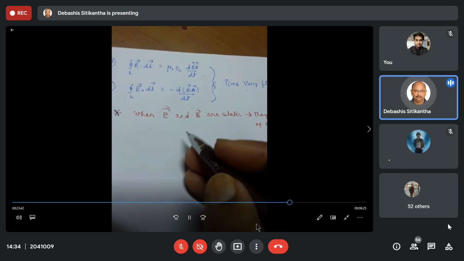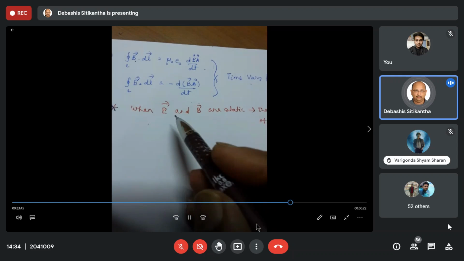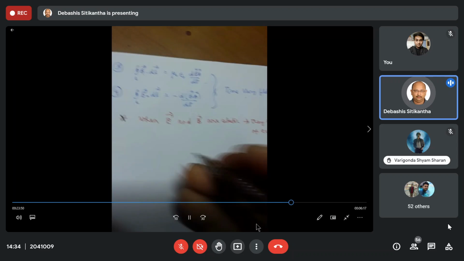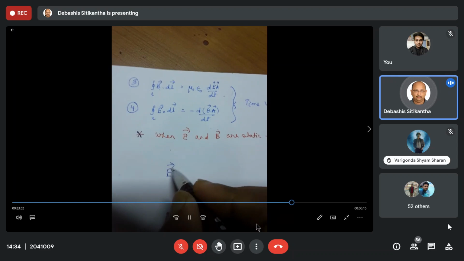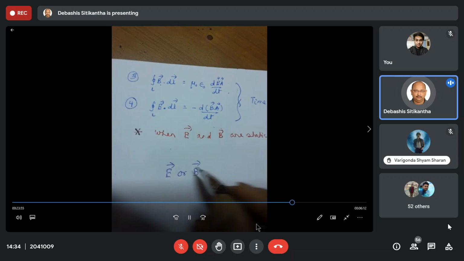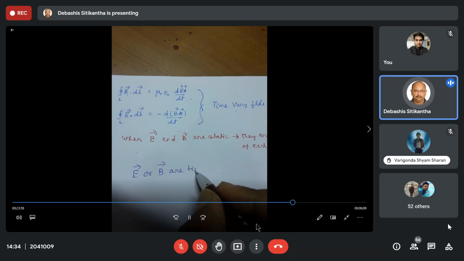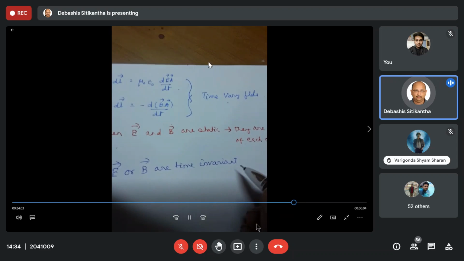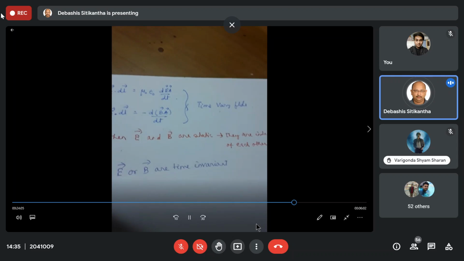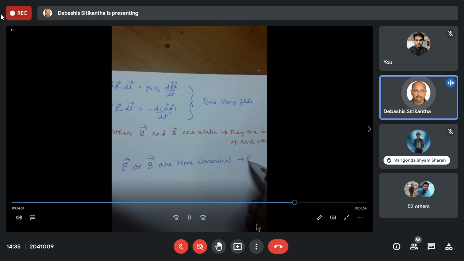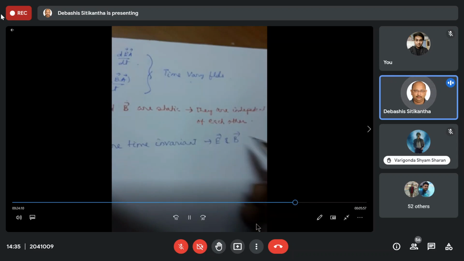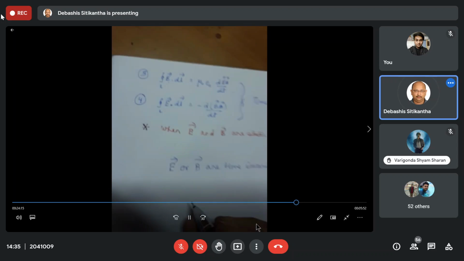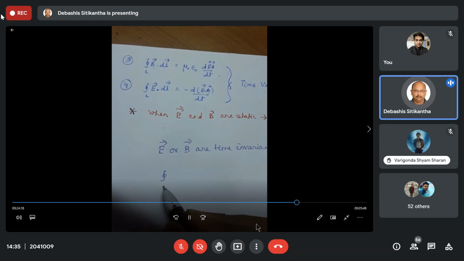Okay. So as I told you beforehand, whenever your E vector and B vector are static, or time invariant, that means they are not changing their magnitude with respect to time. In that case, your E vector and B vector are absolutely independent of each other. What is the proof? The proof is the previous Maxwell's equations.